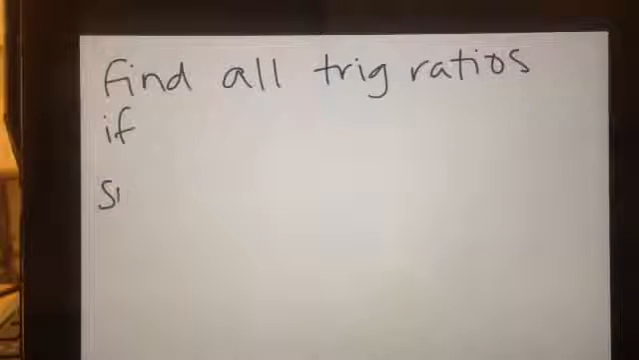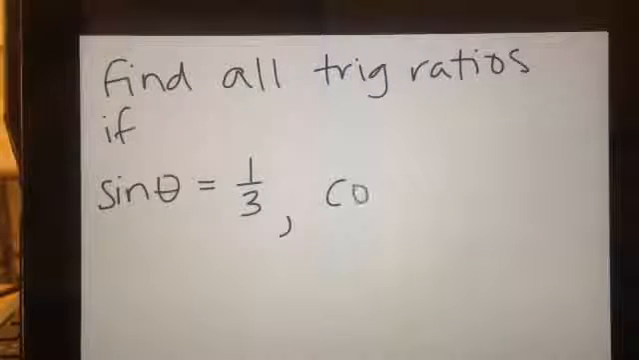Now there's another type of problem we might see, and that might be if they give us actual trig ratios, or they want us to find the actual trig ratios and not just the quadrant. So find all trig ratios if sine theta equals 1/3 and cos theta is less than 0.